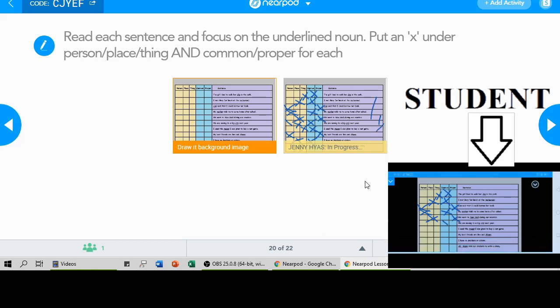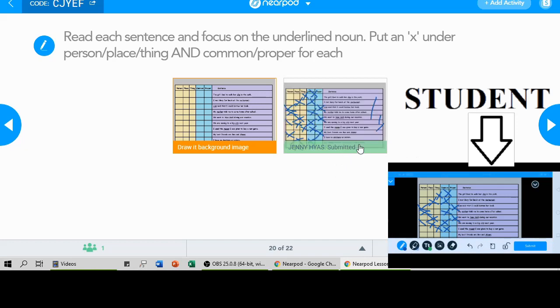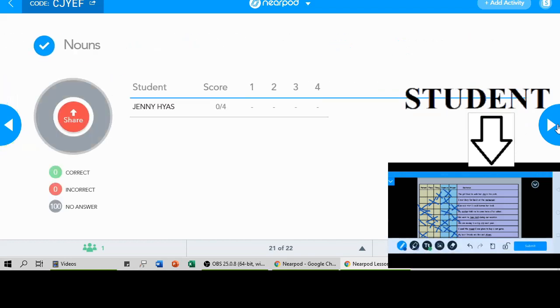So you can see here that the student is still in progress. She is still writing or answering the activity. Okay, Jenny has already submitted. Show the background image. Click next. So another question will be directed to the student. The word mother is a common noun. Click submit. Next.